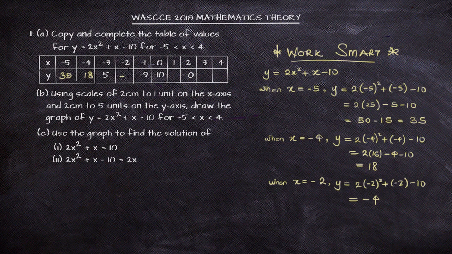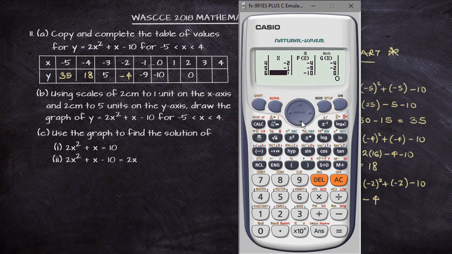Minus 2, minus 4. So now you can see when x is minus 1, y is minus 9. When x is 0, it is minus 10. When x is 1, y is minus 7. And all my values are already gotten for me.